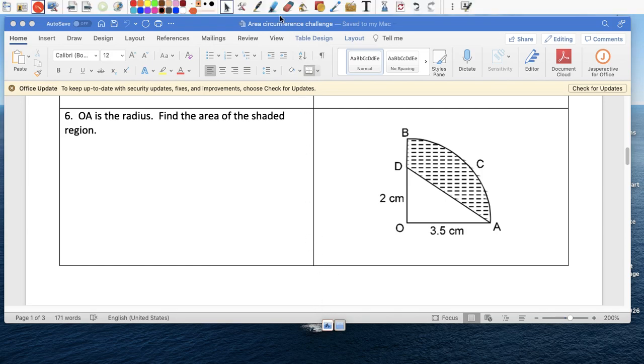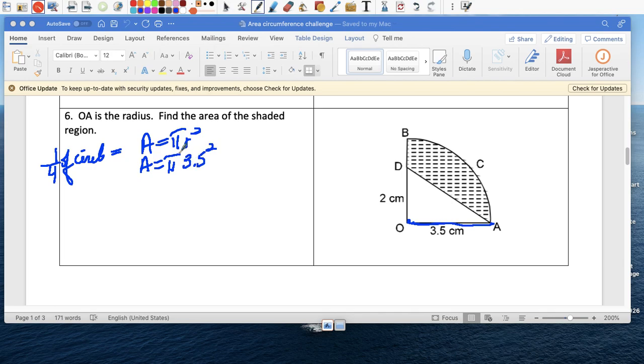All right, here, what do we want? The area of the shaded region. So again, this is a quarter of a circle, right? So it's a 1/4 of a circle. So we can find the regular area, which equals pi r squared for a full circle. A equals pi. What's the radius? Well, the radius of the circle is this, 3.5.